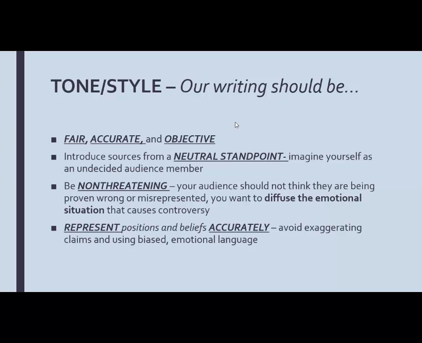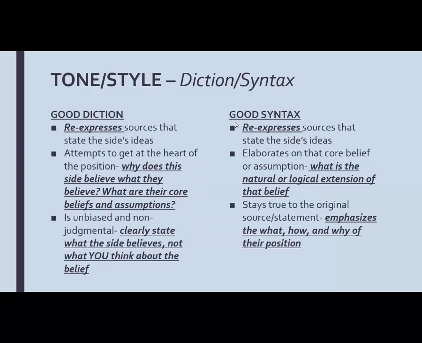And last, the best way of doing that is to represent positions and beliefs accurately. And so what you want to do is avoid exaggerating claims and using biased emotional language. And we'll see examples of that, as well as examples that were in your reading in Writer's Reference from pages 89 to 112. So let's go over what diction and syntax comprise good tone and style, that fair, accurate, and objective tone and style that we want.